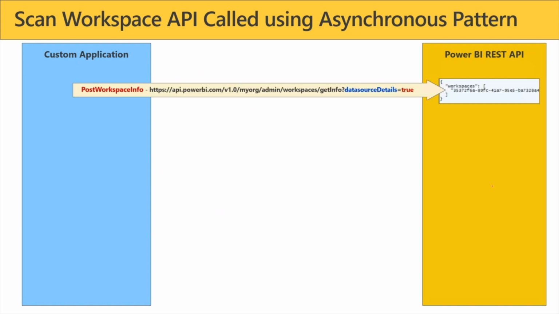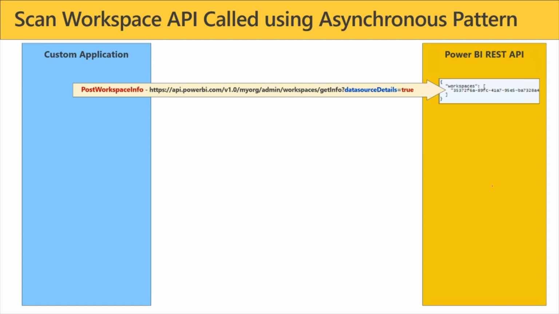So the idea is that your application will start by calling post workspace info. And note that you can add some parameters and you'll pass a collection of workspaces. So note that you're not limited to one workspace. A lot of times you'll just have a single workspace, but if you had a business group that had 6 or 7 different workspaces, you could add them all together and scan them all at once.